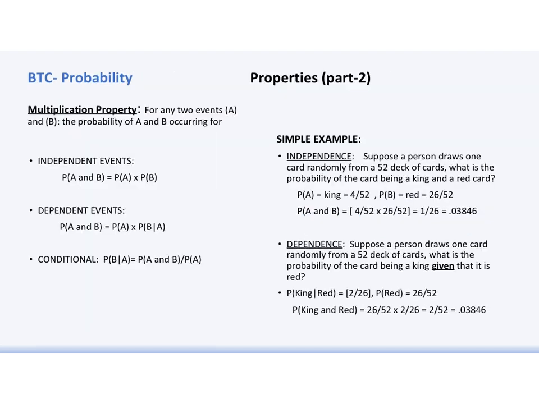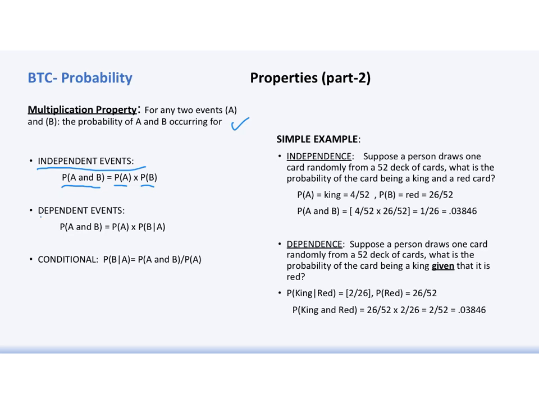We're continuing on with properties of probability. And in particular, we're going to talk about the multiplication property. For any two events A and B, the probability of A and B occurring for independent events, which means that the probability of A and B are not affected by each other, the probability of A and B is equal to the probability of A times the probability of B.